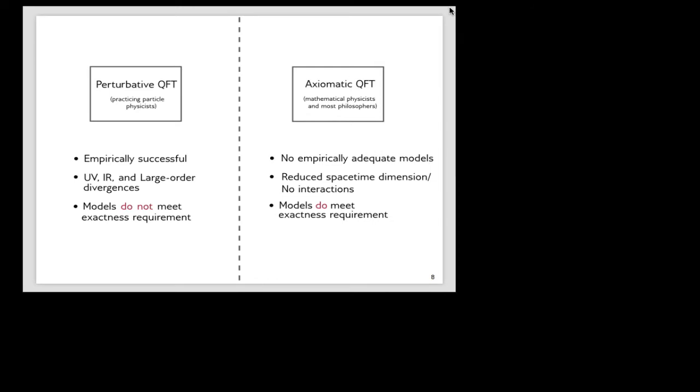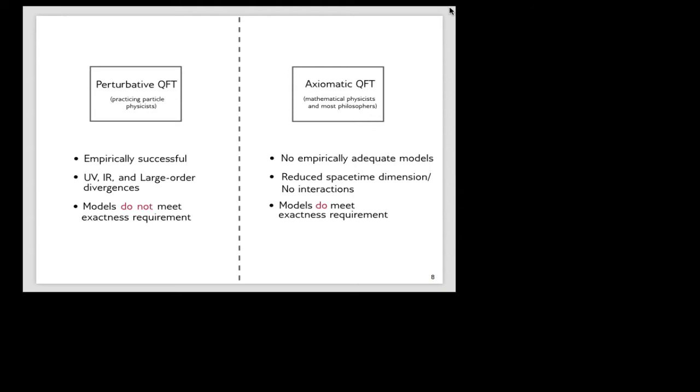On the other hand, there's axiomatic quantum field theory, which has been developed by mathematical physicists and has been the locus of attention of philosophers interested in quantum field theory, for the most part. In this case, the challenge is that there are no empirically adequate models. The models that we have are defined in reduced space-time dimensions, so in 2 rather than the 4 space-time dimensions of the actual world, or they don't contain interaction, so particles can pass through one another without influencing each other in any way.